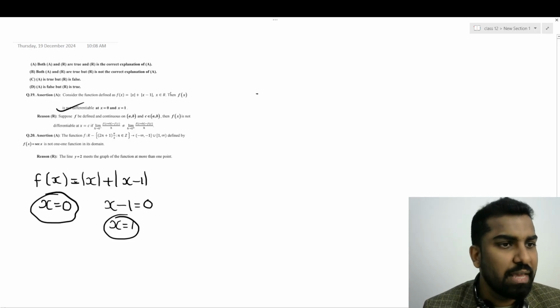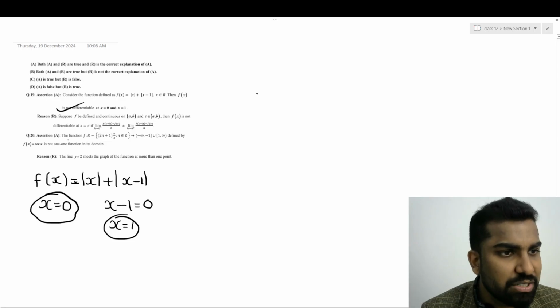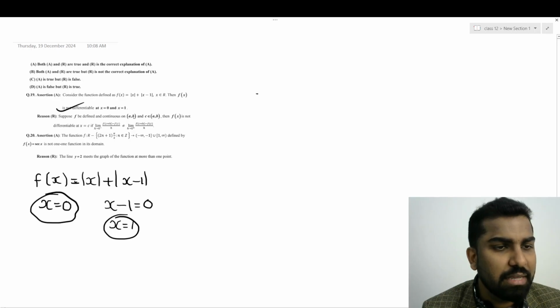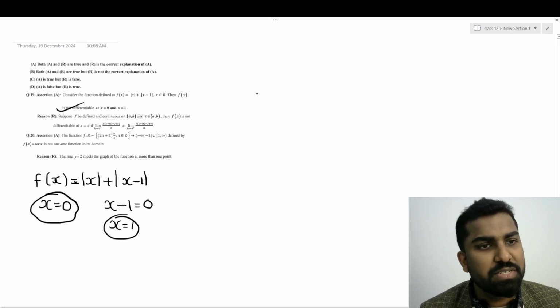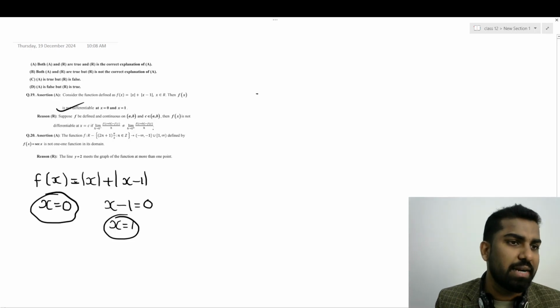Now the second one, sorry, this is the 20th question. Suppose f is a function continuous on the interval a to b and c belongs to a to b, then f of x is not differentiable at x equal to c if the limit h tends to 0 minus of f of c plus h minus f of c divided by h is not equal to the limit h tends to 0 plus of f of c plus h minus f of c divided by h.